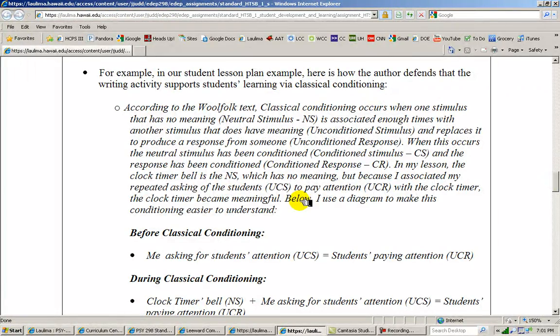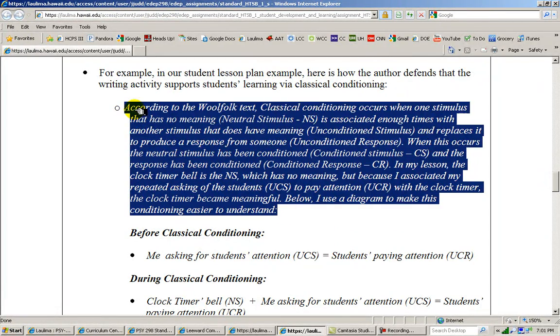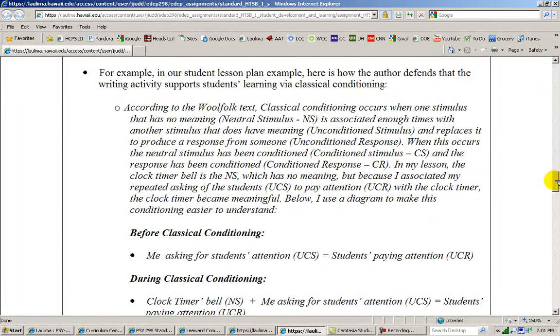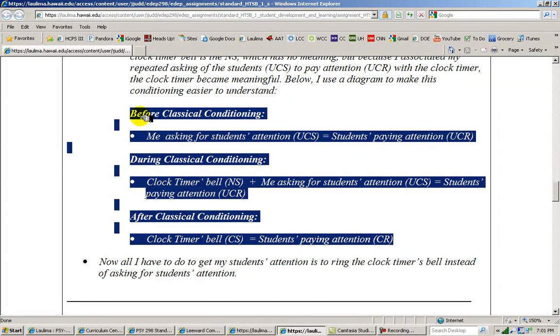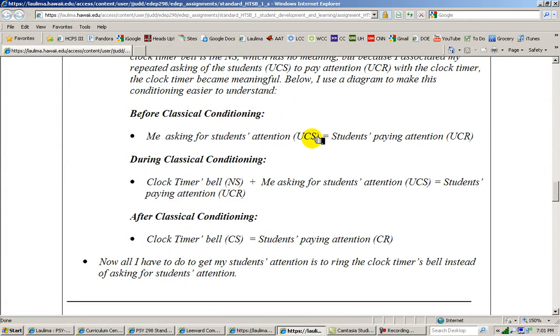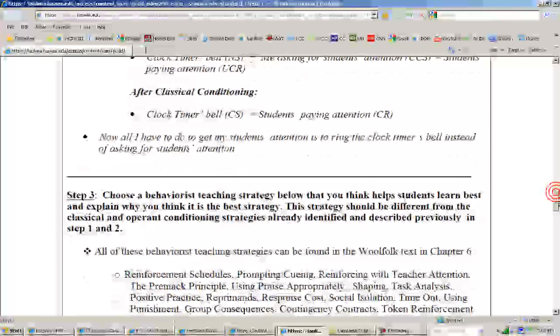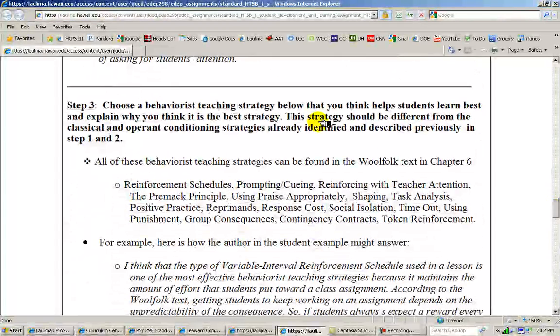And then defend it. So here's an example of somebody defending the classical conditioning when it is with the bell. And notice it's broken down into the pieces, before, during, and after, and it identifies which are the pieces of classical conditioning, such as unconditioned stimulus, neutral stimulus, and so on. And that way you will demonstrate that you understand how the classical conditioning works. Then you want to do that also for your operant conditioning.